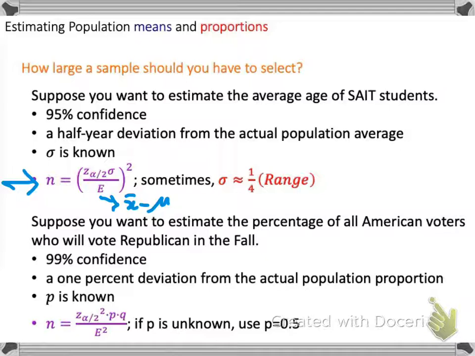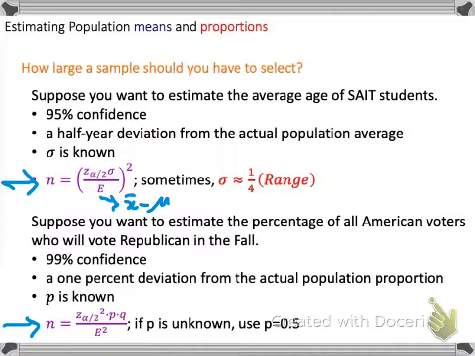Or if you wanted to estimate the percentage of all American voters that will vote Republican in this fall's elections with a 99% level of confidence, and you want a 1% deviation from the actual population proportion, if you know P, the population proportion, so maybe in the last election you have access to the population proportion of support for the Republicans, that's what your P is. So that's a previous reliable population proportion that was used before. Using that information, you can substitute in your n formula here to figure out the sample size you're supposed to get.